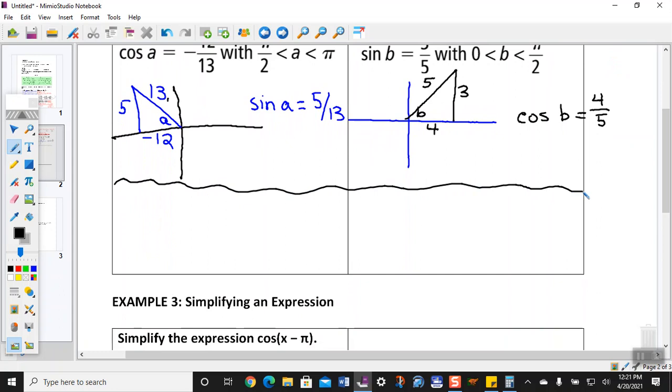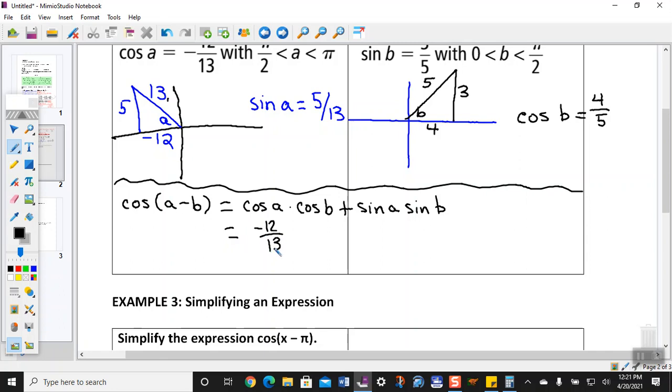We said the cosine of a minus b had to equal the cosine of a times the cosine of b plus sine of a times sine of b. And now I'm just going to start asking you questions. What was the cosine of a, kids? Negative 12 over 13. So we're going to replace cosine of a with that fraction, negative 12 over 13.